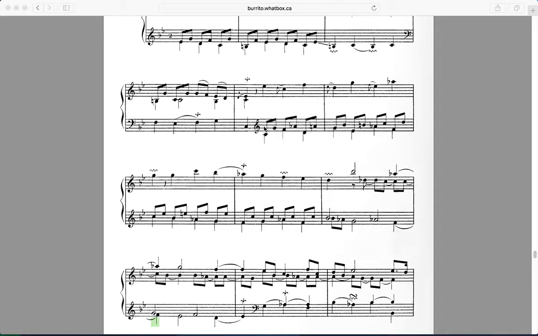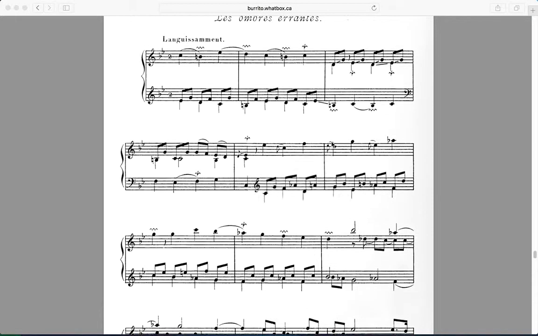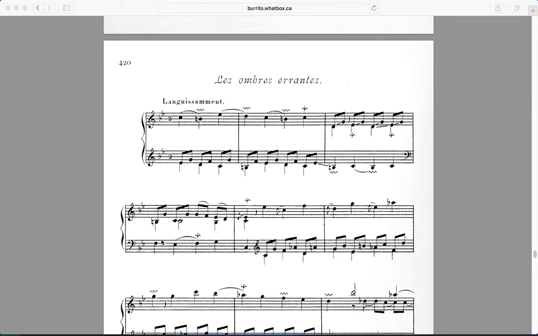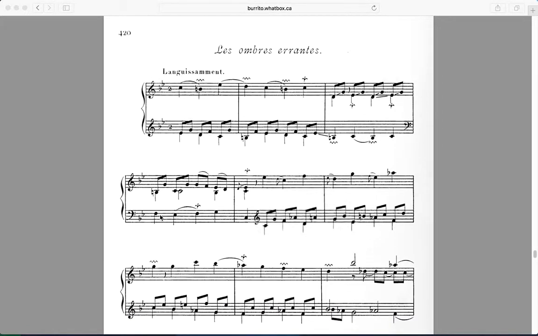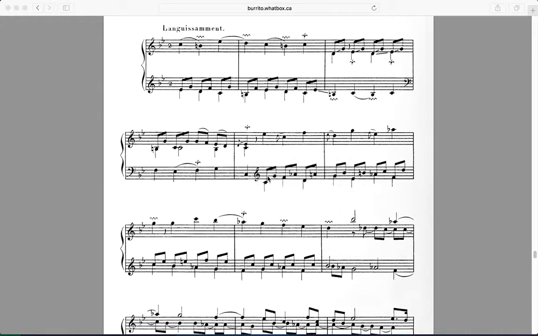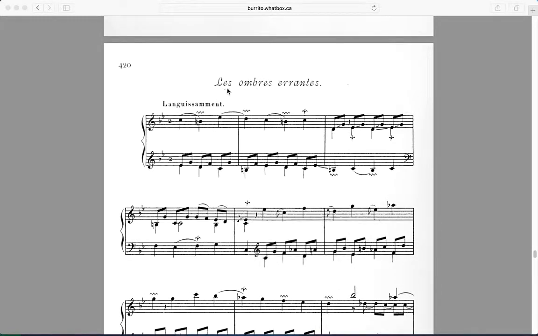Hey guys, I wanted to go through a section, really an idea, in a Francois Couperin clavier piece. We're going to hear it on piano. He would have played it on a harpsichord. And it's really an exemplary technique in his style. The title of this piece, Les Ombres Errantes, is the best I can do with my leathery hillbilly tongue, means the roving shadows.